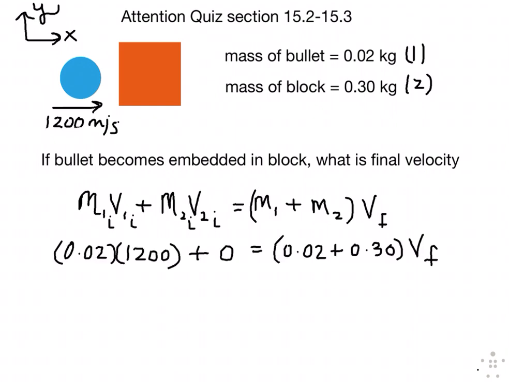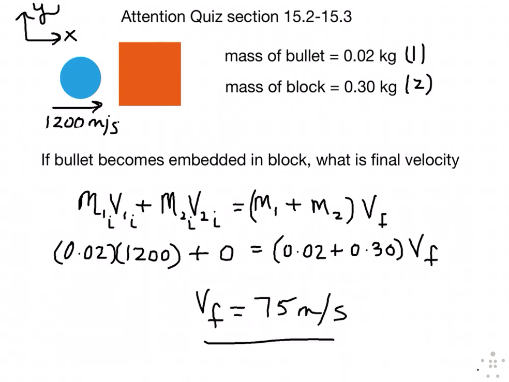If we plug in our values, we have our mass of the bullet, 0.02, times the initial velocity, and it's going in the positive x, so it's positive 1,200. The block is at rest, so there's no momentum there initially. And then our final momentum, we add up the masses, and we're going to assume that our velocity is also going to the right, which is a positive x direction. So we'll let our math tell us if we're right or wrong.